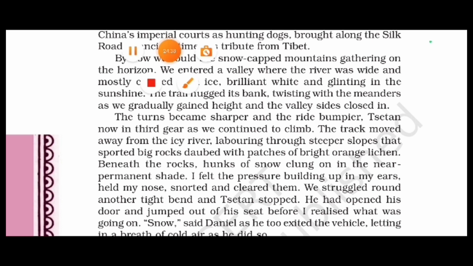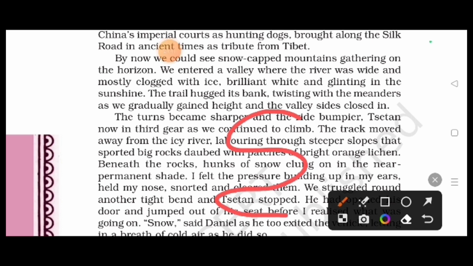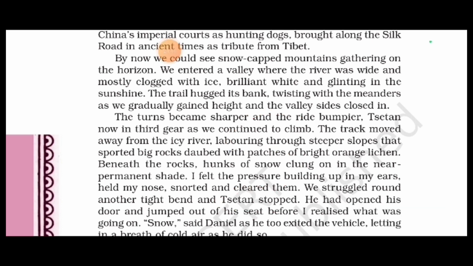Meanders, sorry children, it is like this, the meandering of rivers, the way a river flows. Then the river and the path had many curves. Gradually we were moving to the higher region. We gained height. Then it says the sides of the valley were now closer to us, meaning that on either side of the path we had mountains.